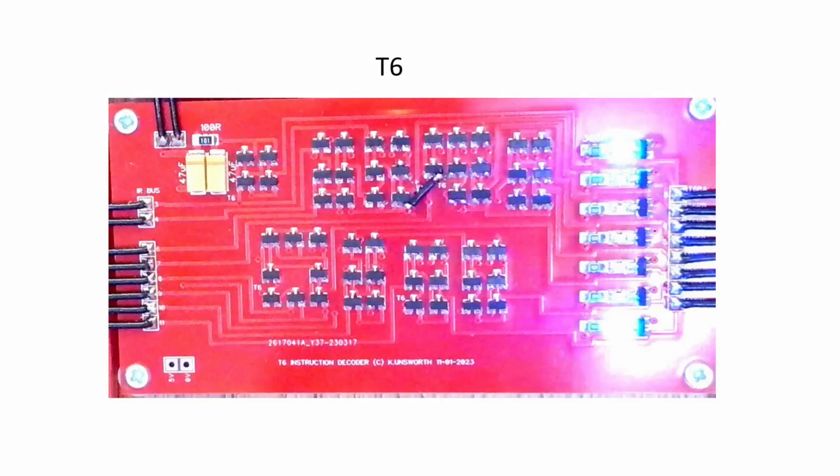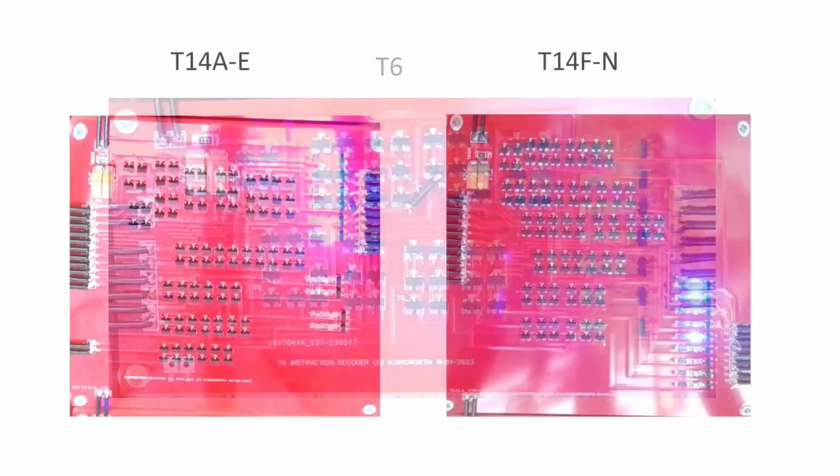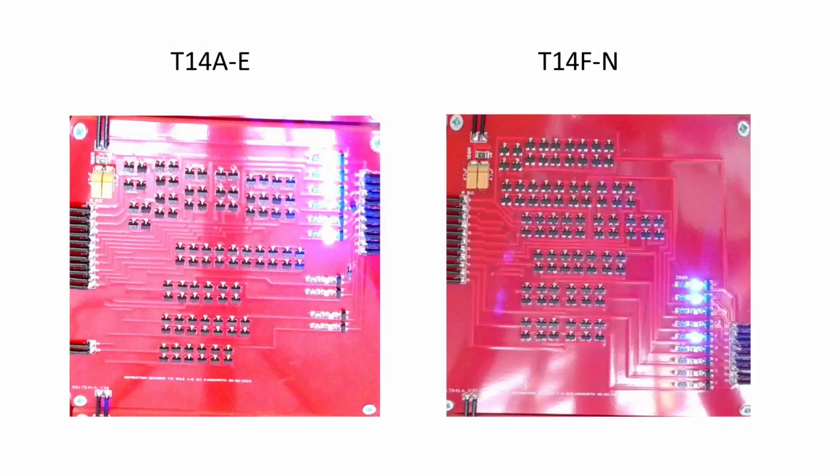Then we have the T6 board, which is the load the B register, with its bodge link in the middle, because I made a mistake. The final Gerber, I have that corrected. And we have the T14 boards. This instruction has got lots of possibilities, so we had to spread it over two boards. So there's rule A to E on the first board and rules F to N on the last board. Again, this has got a few little mods on it as well, which will be fixed in a final Gerber file.